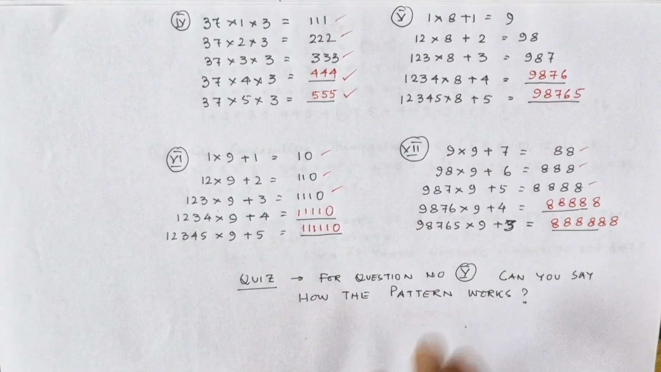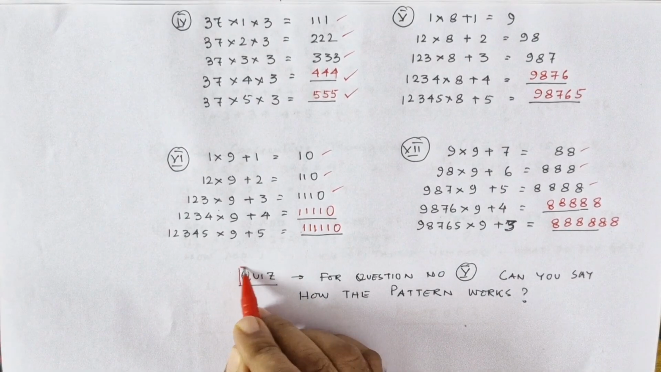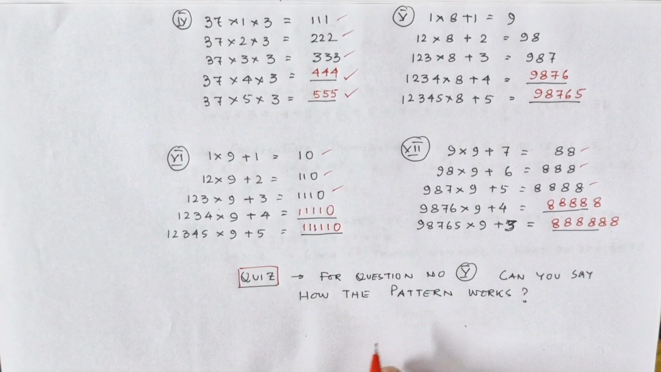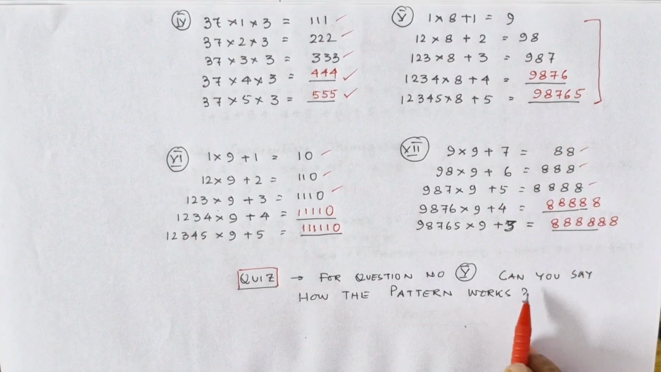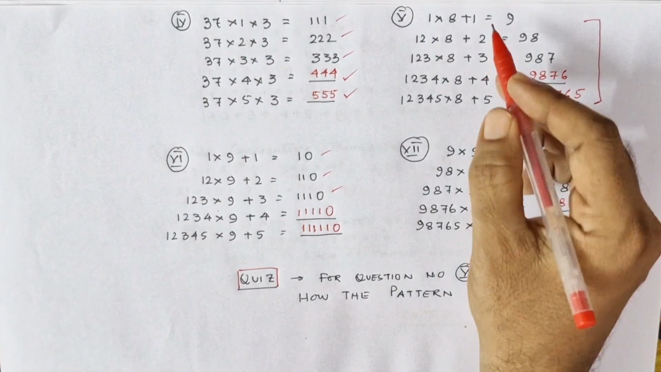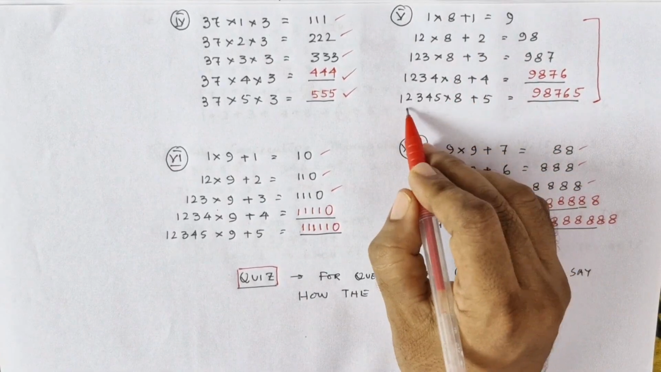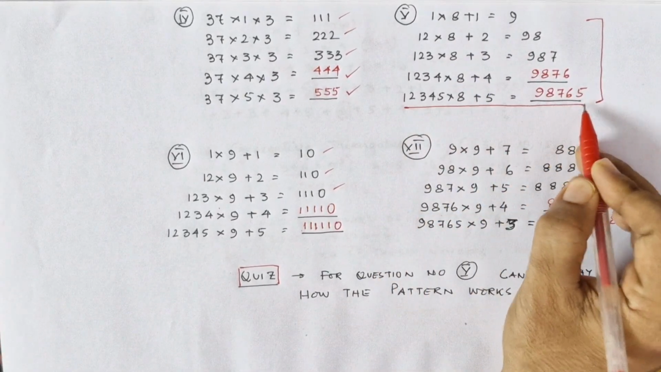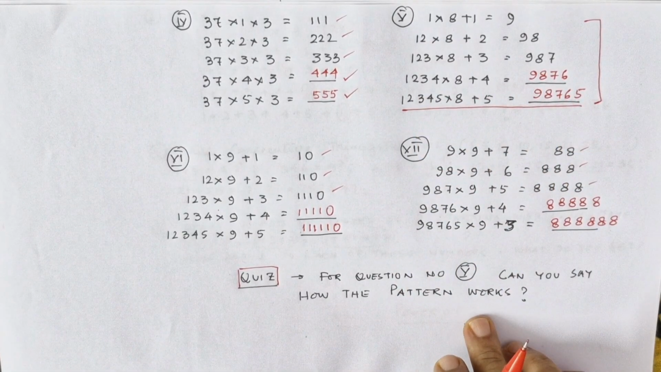Now before I leave the session, I'll ask a quiz. If you can solve it, please let me know in the comment box. In this question, question number 5, can you say how this pattern works? Do you know the logic behind it? How are we coming up with this answer for each and every one? Please try to find out the pattern, how this works, right?